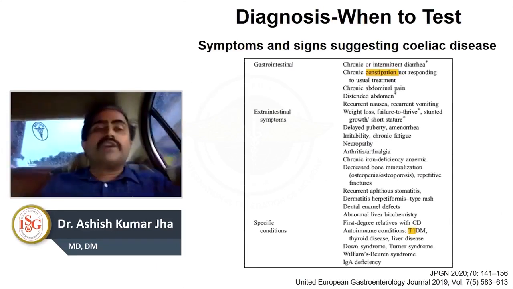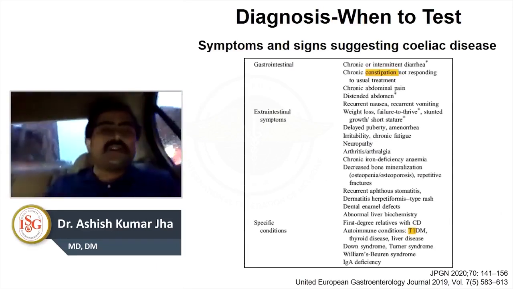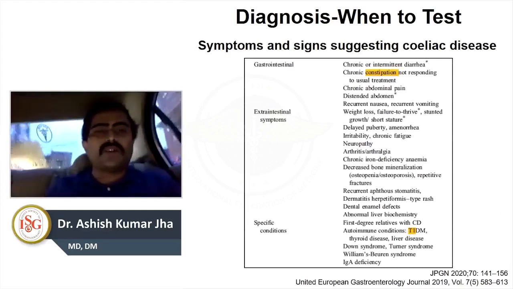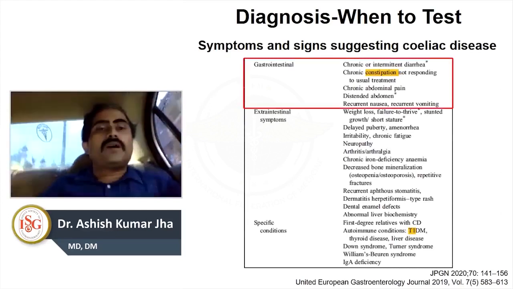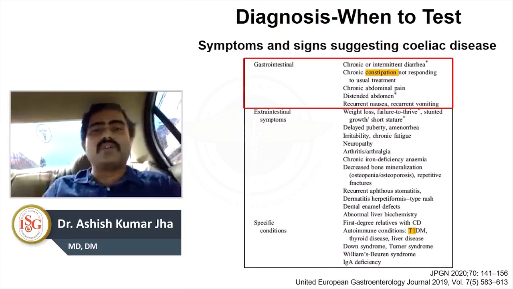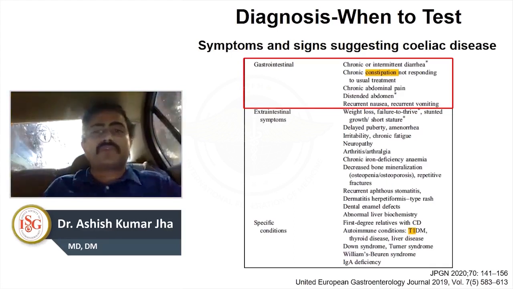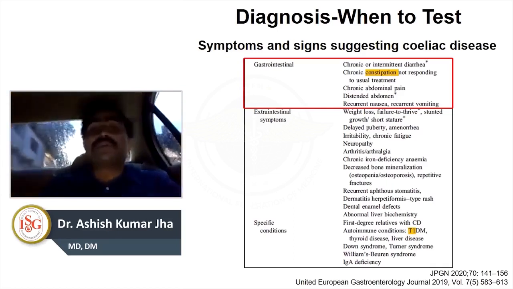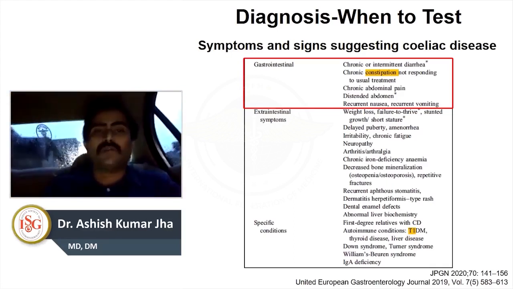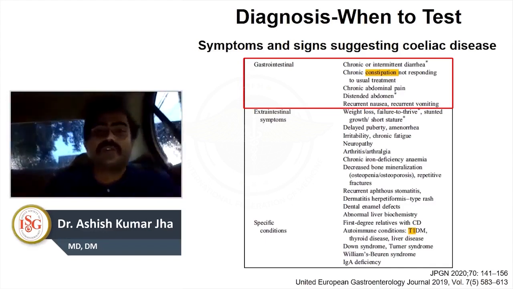But whom do we test? Regarding signs and symptoms, a lot has been covered by Dr. Ravi Shankar. If you look at the gastrointestinal symptoms, obviously chronic or intermittent diarrhea is the most common, and chronic constipation is also very common, especially in the pediatric population, particularly those not responding to the usual laxatives and other treatment for chronic constipation.